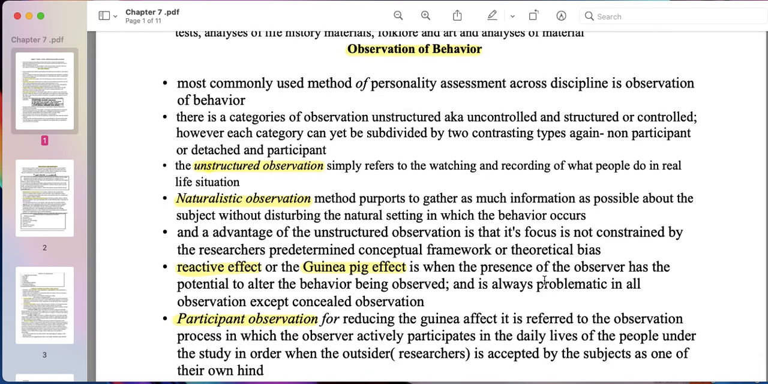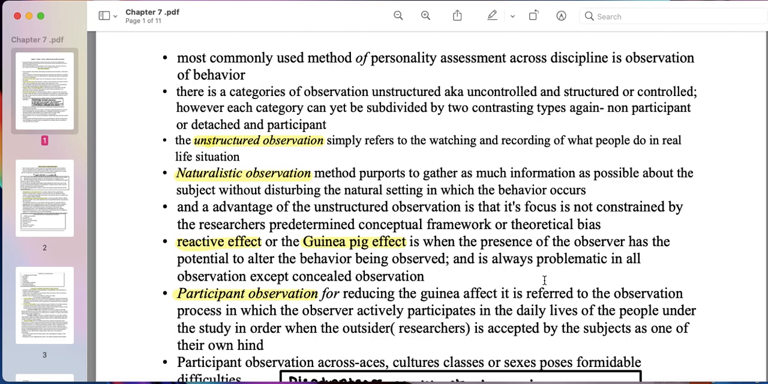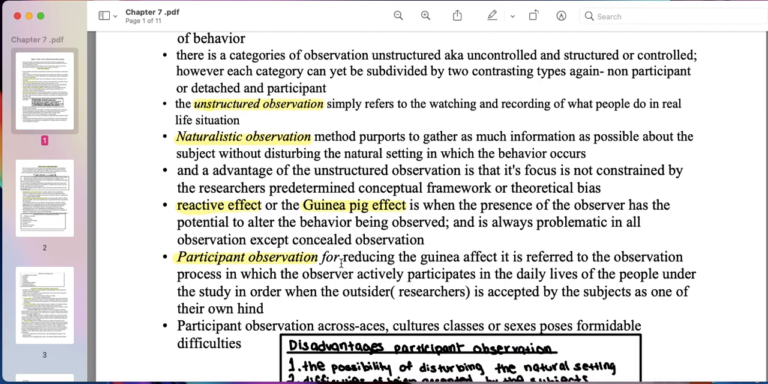We're going to talk about observation of behavior. This is one of the most commonly used methods of assessing personality. This category of observation has uncontrolled and controlled structure, and those two are subdivided into two contrasting types: a non-participant and a detached participant. Unstructured observation just refers to the watching or recording of what people do in real life situations.